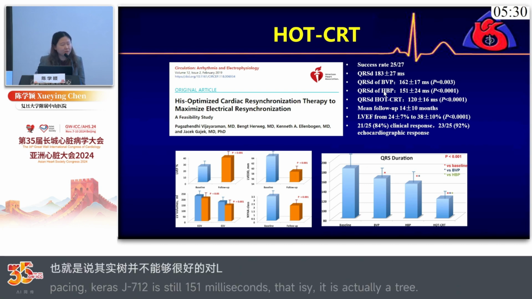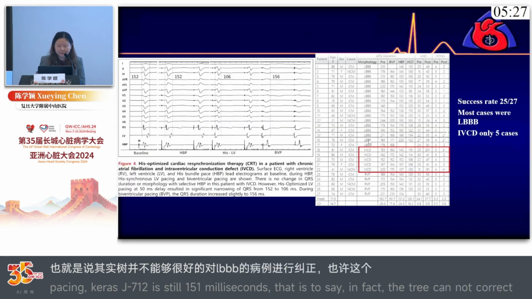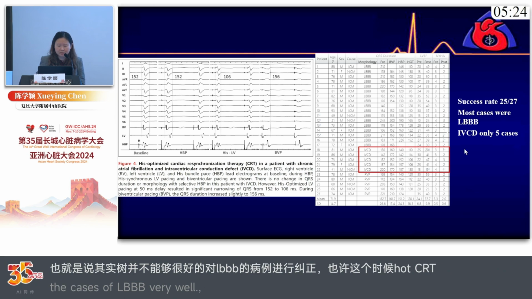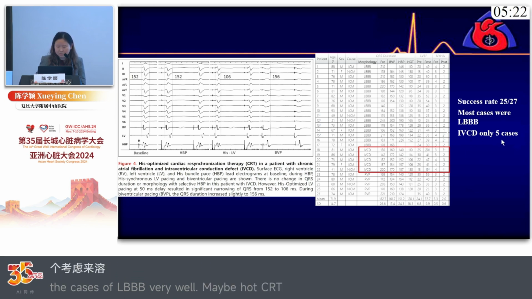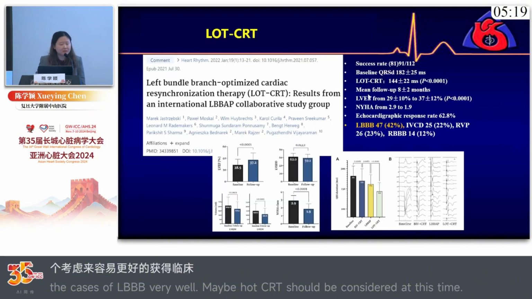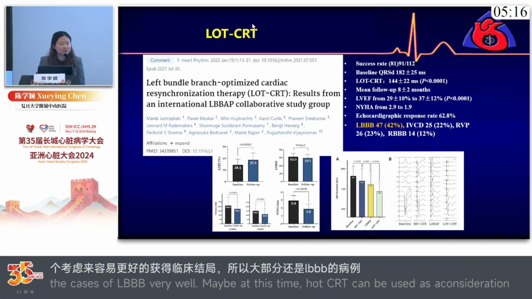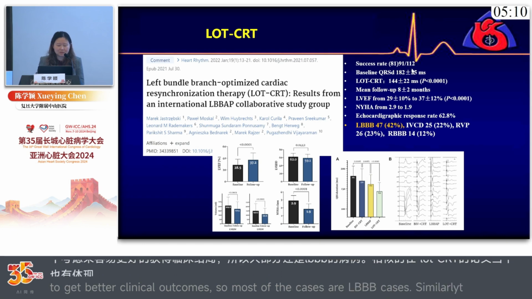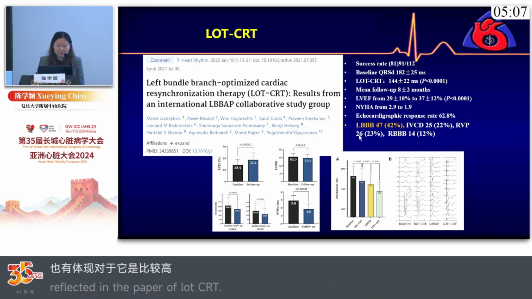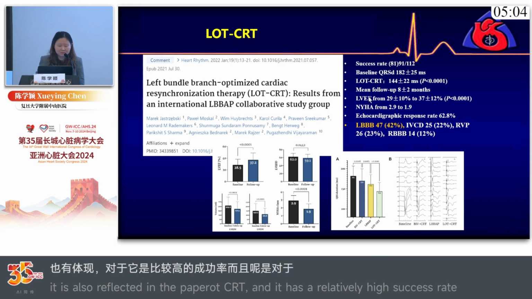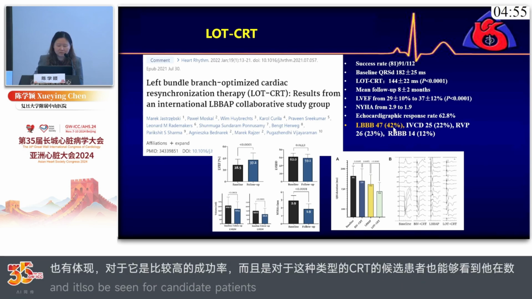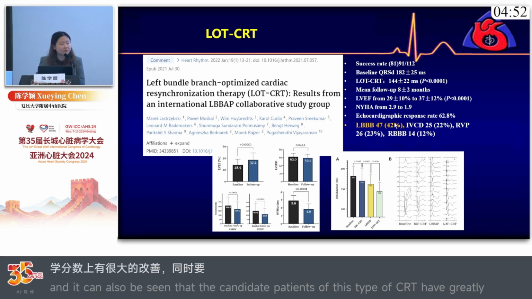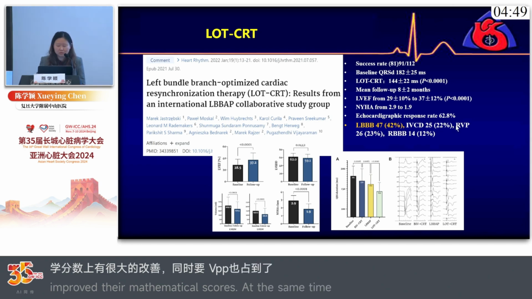At this time, maybe LoT-CRT should be used to achieve better clinical outcome. So most of them are LBBB cases. And the thing is similar in this LoT-CRT paper. This paper also showed a higher success rate of LoT-CRT in these CRT candidates. LVEF also increased a lot, and similarly, LBBB cases account for over 40% of the cases, and IVCD just 22%.